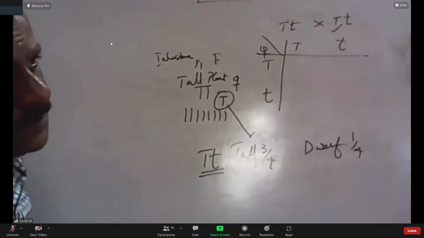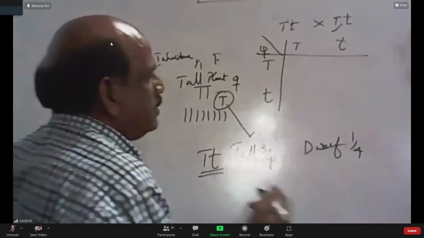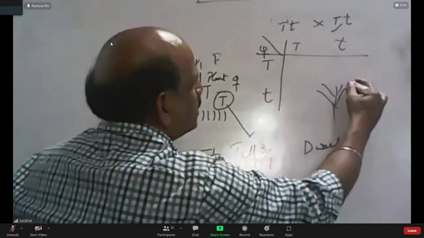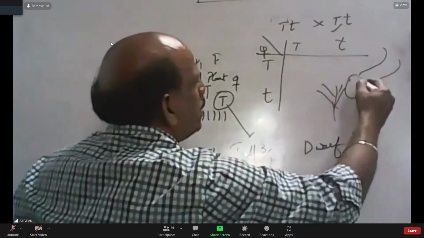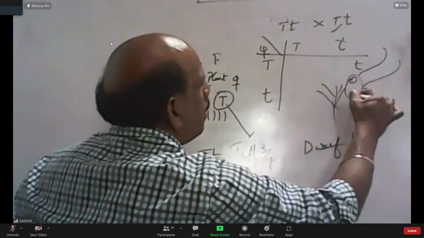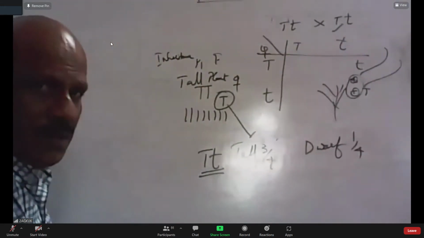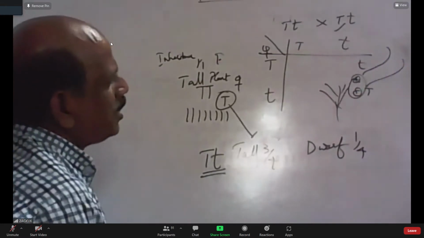Did you get it? It's something like this. Please, you'll have to imagine a plant. Let us say this is a flower. Onto the flower, you get the pollen. The pollen are in the form of capital T and small t. The eggs are in the form of capital T and small t. Is it clear?